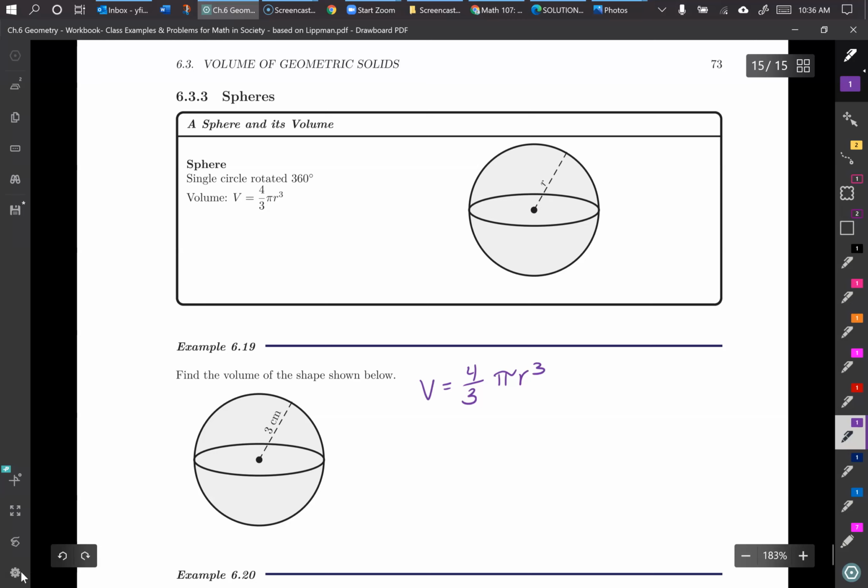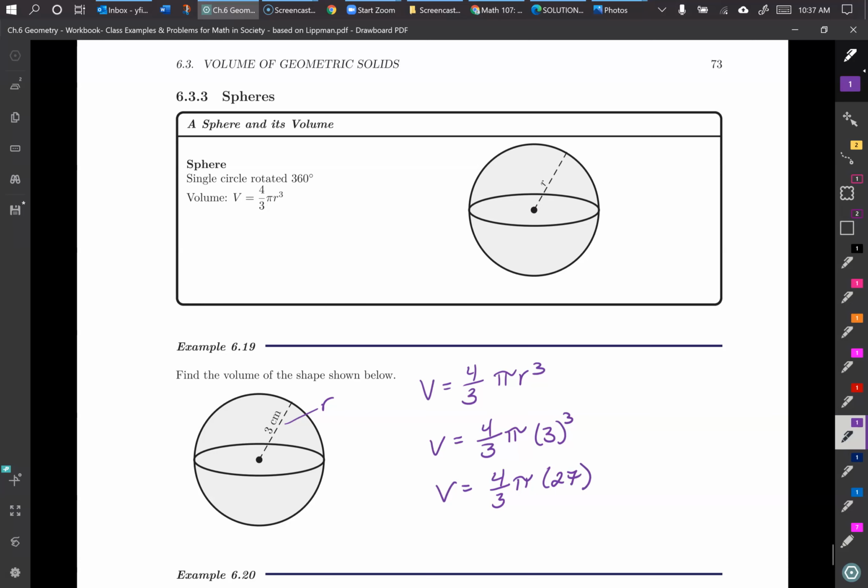So our radius is given as 3. So V equals 4/3 pi and then 3 cubed. You can go ahead and calculate that. Okay, so that gives us 4/3 pi, and 3 cubed is going to be 27. And we'll go ahead and crunch those numbers.